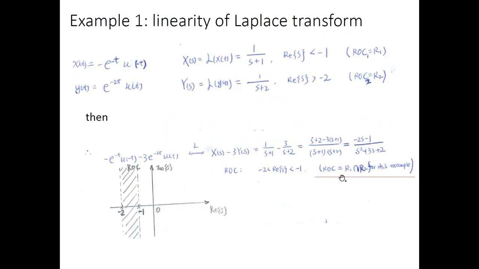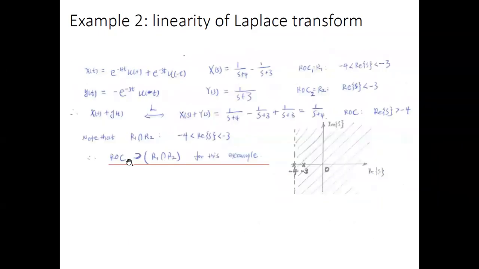The first case is exact equality. The second case is strictly containing. So the penciled region is a region that's larger than R1 intersecting R2. It's larger than this part, because this part is just a stripe between minus four and minus three. And this penciled region is larger than this. Right, we need to determine case by case, actually.